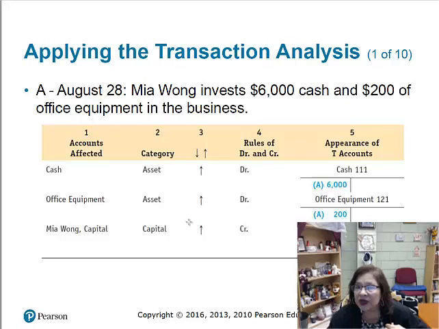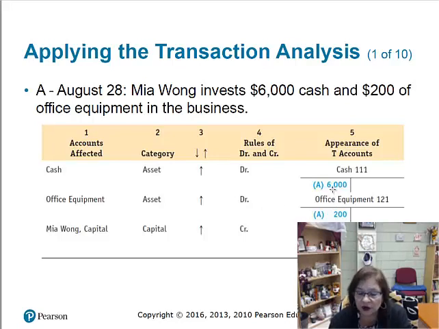So let's go back to what Mia did at the beginning. She decided to invest $6,200 of capital in her account. So she debited $6,000 into cash, and then she debited $200 into office equipment, and then she credited her capital account. Okay? So she's got the money there.